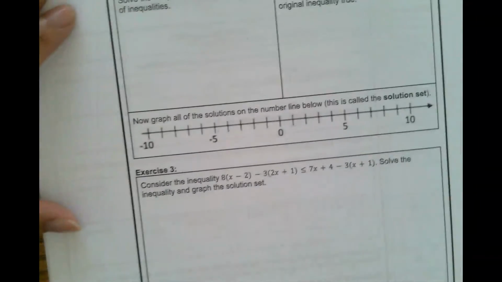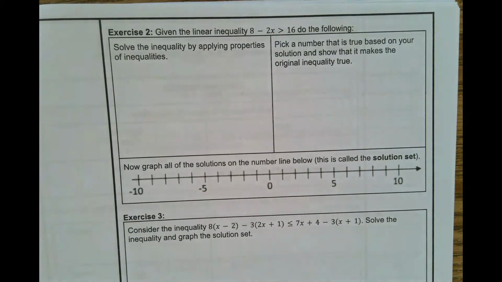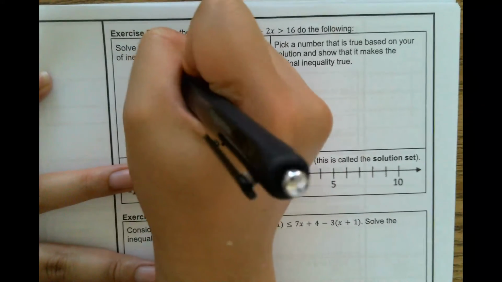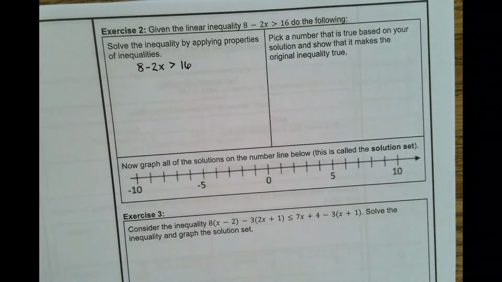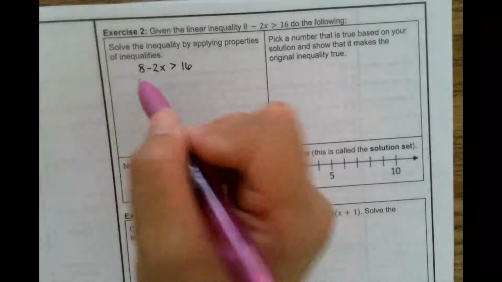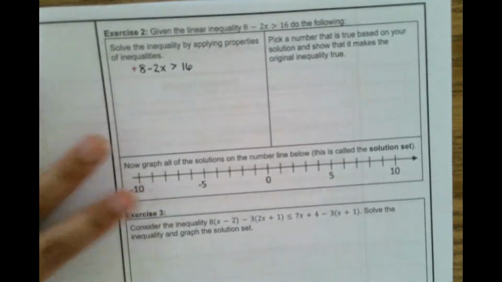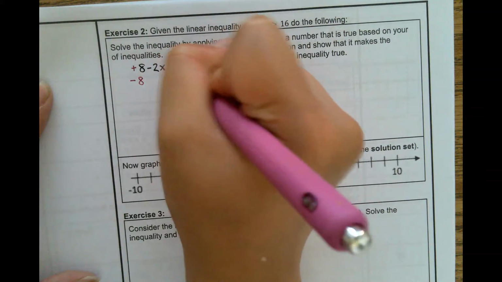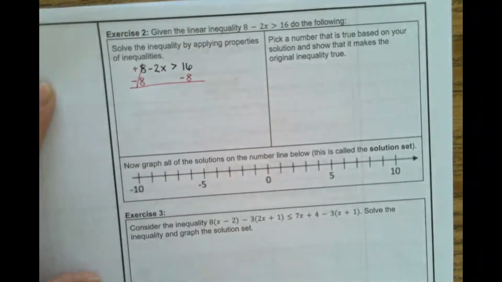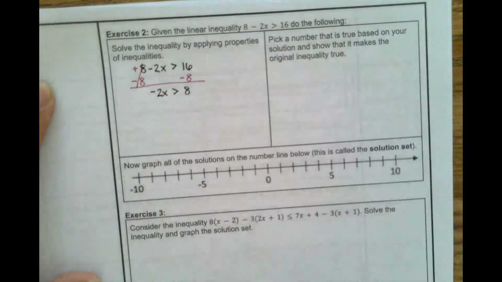So here I have 8 minus 2x is greater than 16. We're going to solve it like we would a regular equation. Here, this is a positive 8. In front of any positive number, there's technically an invisible plus sign. So if I want to get rid of this 8 first, I'm going to subtract 8. 8 minus 8 is 0, leaving me with negative 2x. 16 minus 8 is 8.